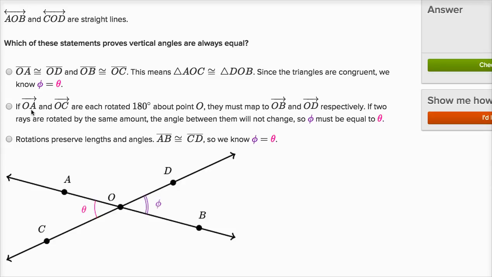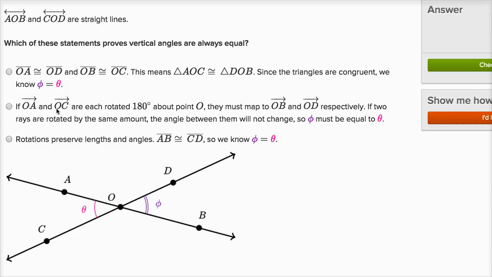If ray OA and OC are each rotated 180 degrees, so if you take ray OA, this ray right over here, and rotate it 180 degrees, it's going to go all the way around and point in the other direction. It's going to map to ray OB. So I definitely believe that OA is going to map to ray OB, and ray OC, if you rotate 180 degrees, is going to map to ray OD. And so this first statement is true.